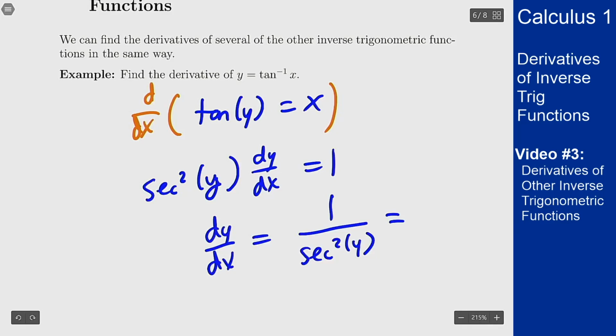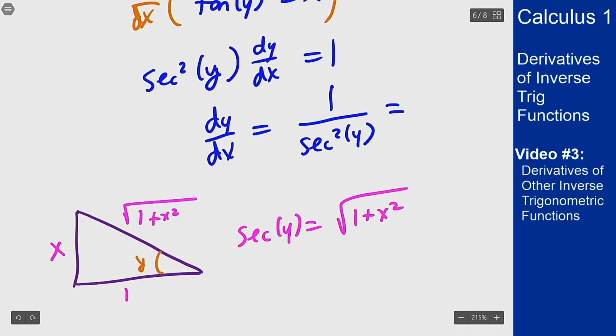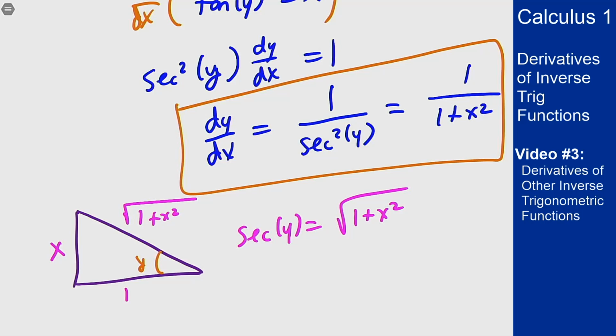To convert this, I'm going to use a triangle again. So y is again my angle. And now my tangent of y is x. So tangent is opposite over adjacent. That gets me x. My hypotenuse is then square root of 1 plus x squared. Secant of y is then hypotenuse over adjacent, which is just root 1 plus x squared. Then I put that in for secant squared, I get 1 over 1 plus x squared. That there's the derivative of the inverse tangent function. It's 1 over 1 plus x squared.